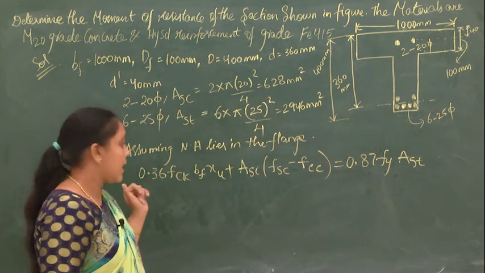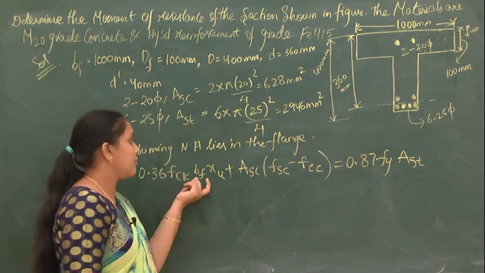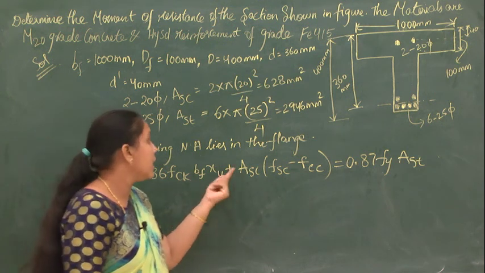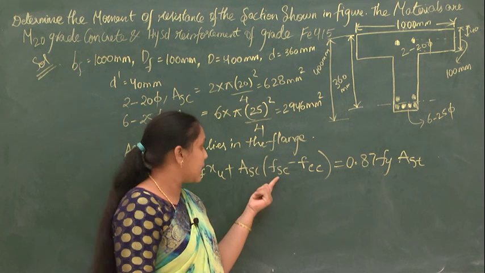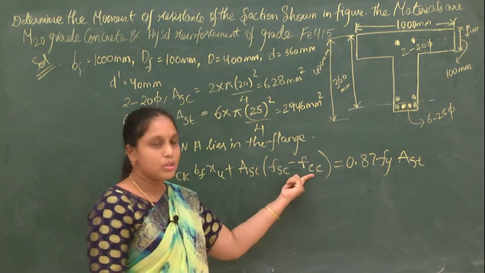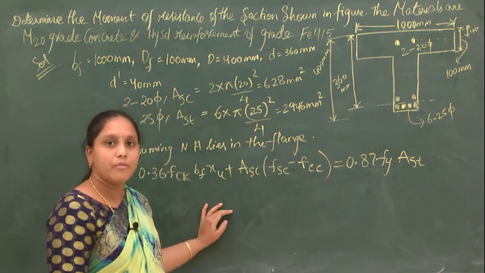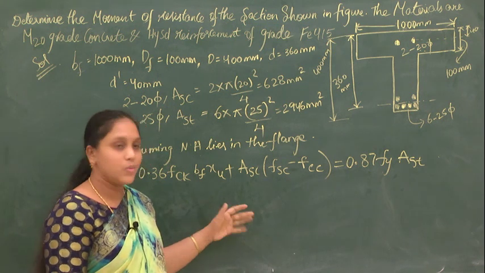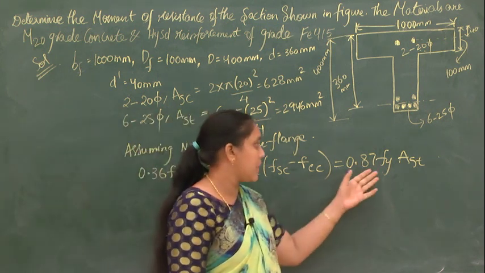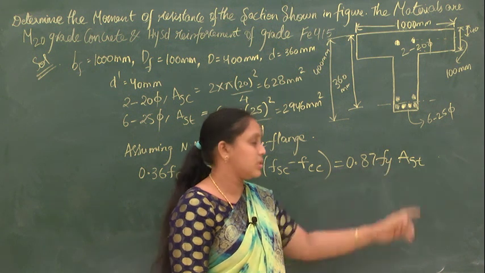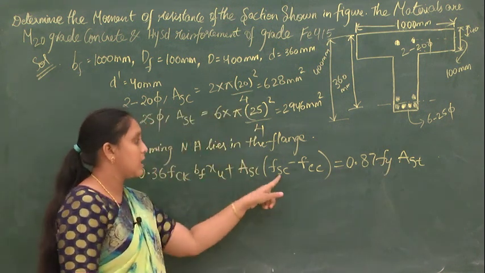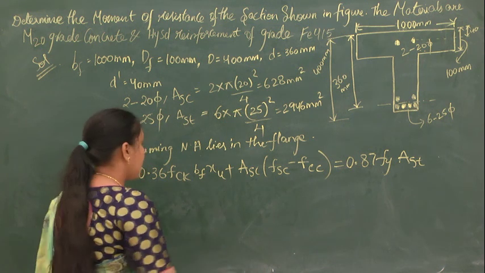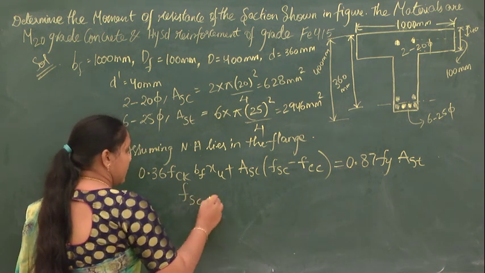Now substitute all the values here. You know the value of FCK, BF is known, XU is what we have to find out, ASC is already calculated, FSC is what you have to calculate now, and FCC also, the formula for FCC is 0.45 into FCK, which we have already learned in doubly reinforced beams. You know the value of Fy and AST is also calculated. So the two unknowns here are XU and FSC. So first let us find out the FSC value.